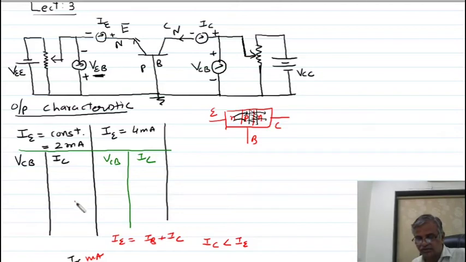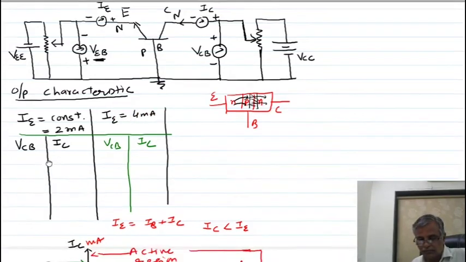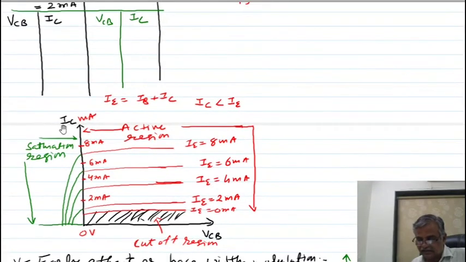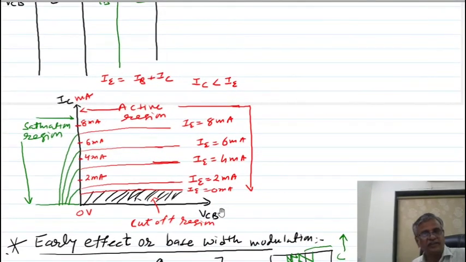Repeat this procedure for a higher value of the emitter current. The graph of the collector current versus output collector base voltage for a different value of the emitter current is shown in figure. This graph I am showing you in three parts. One is saturation, second is active, and third is cutoff.